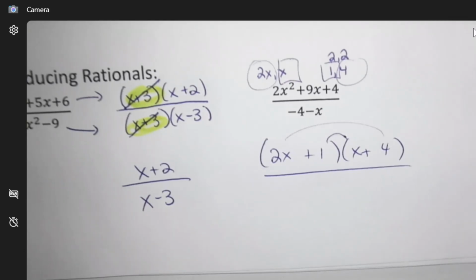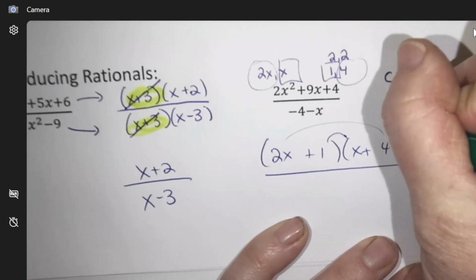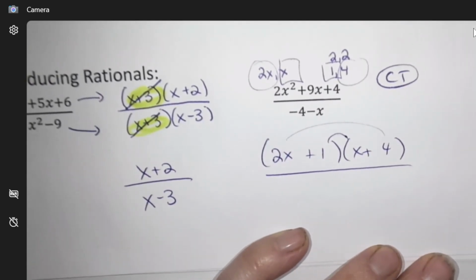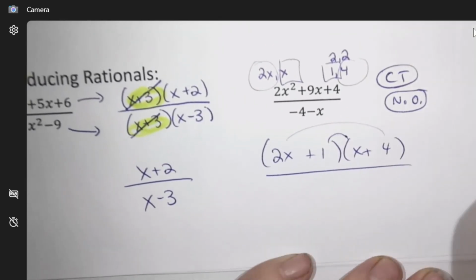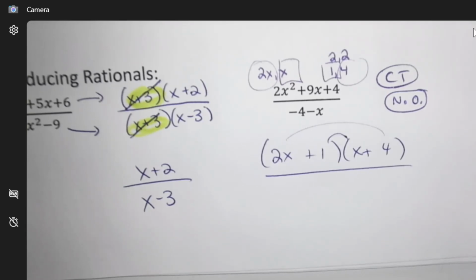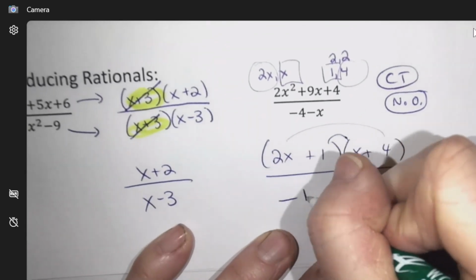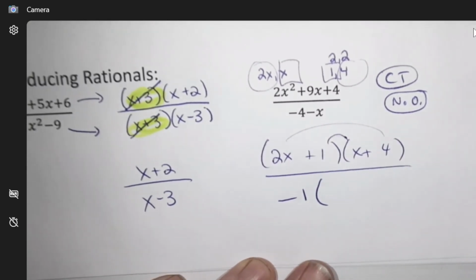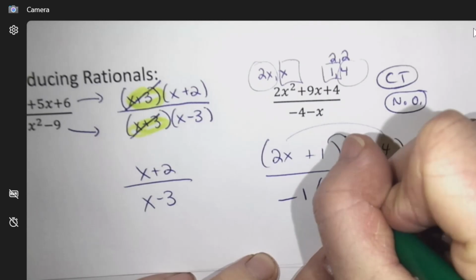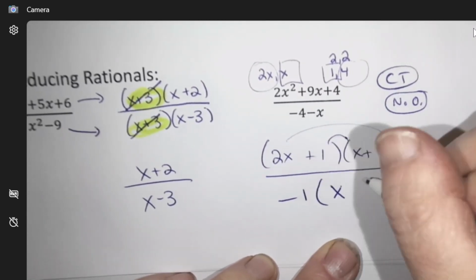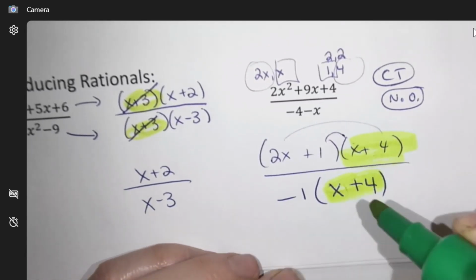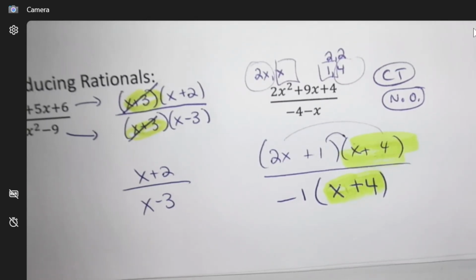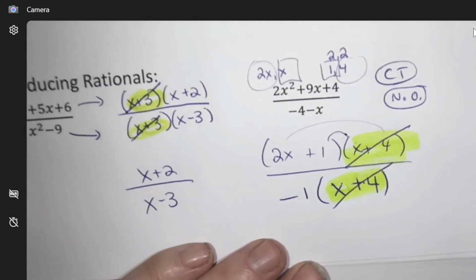Okay, who recognizes the bottom? What would you do with that? So I recognized this is a complex trinomial on the top. What would you say is on the bottom? Negative 1 times. That negative out business, because I have a negative x involved with that, and that's not good. So negative 1 bracket. So what does your variable turn into? X, and the number turns into a plus 4. This multiplier divided by this same multiplier, cancel.